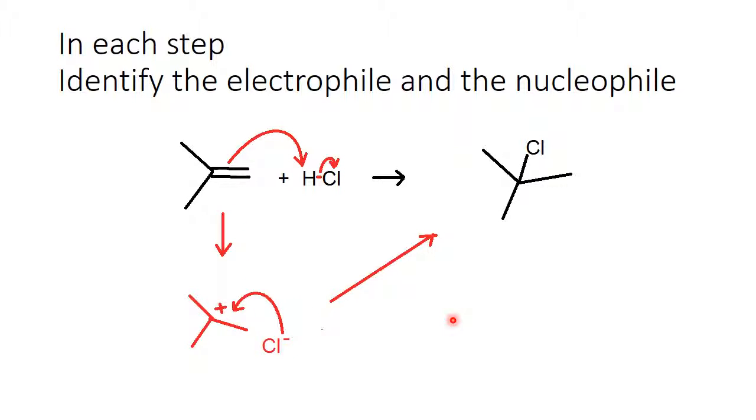In each step here, identify what is the nucleophile and what is the electrophile. Okay, in this first step, since the electrons are reaching out to grab this proton here, or the hydrogen that's in this hydrogen chloride bond, this is the nucleophile, and the electrophile is the hydrogen with the delta positive on it. In this step, the carbocation is the electrophile, and the chloride is the nucleophile.